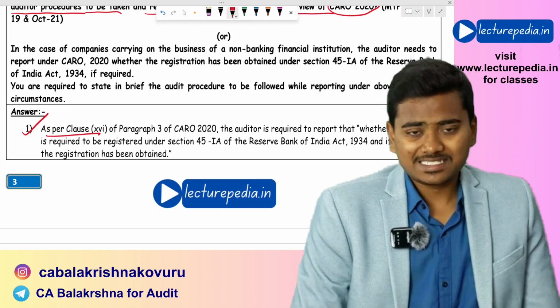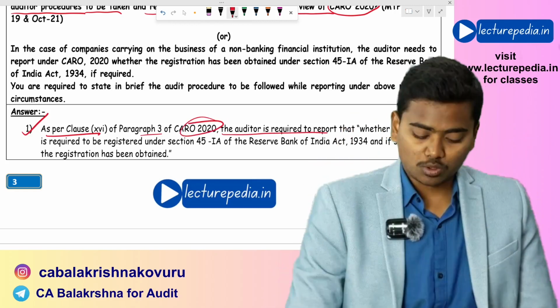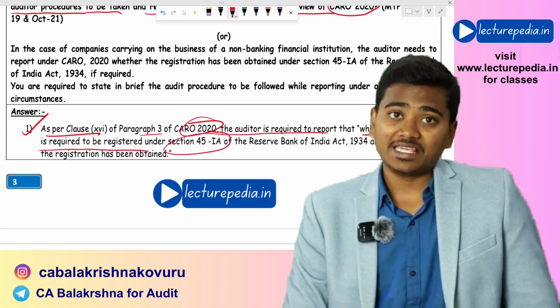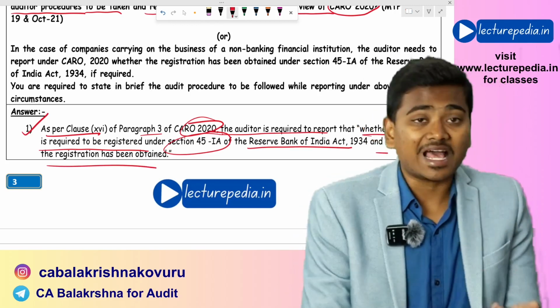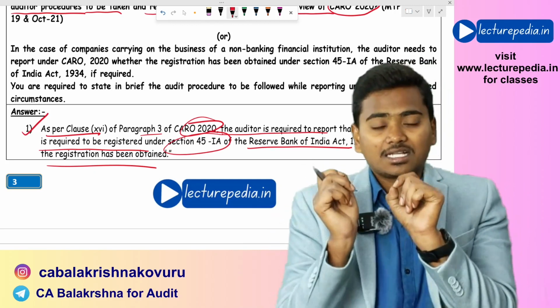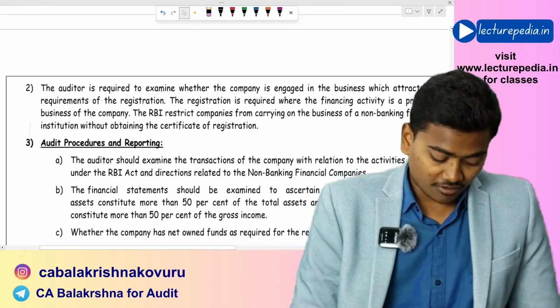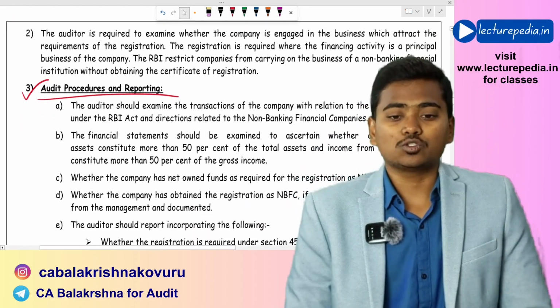As per clause 16 of paragraph 3 of CARO 2020, the auditor is required to report whether the company is required to be registered under section 45-IA of the Reserve Bank of India Act, and if so, whether the registration has been obtained. The same wordings you will find in clause 16 of CARO 2020. So, with respect to that, what are the audit procedures that the auditor has to perform?